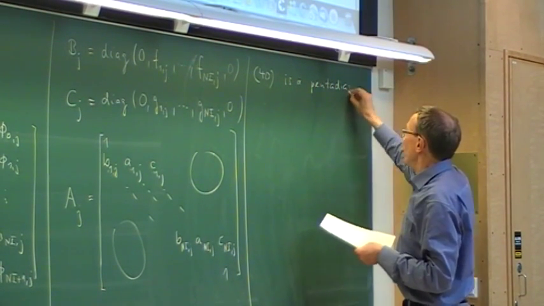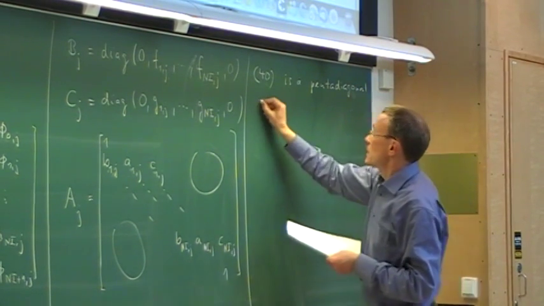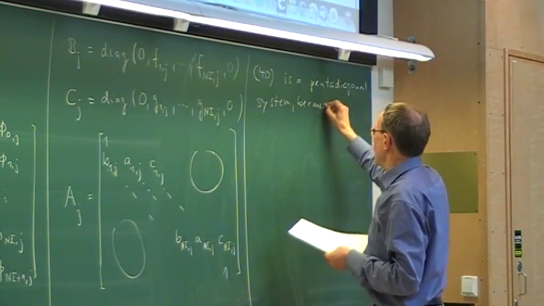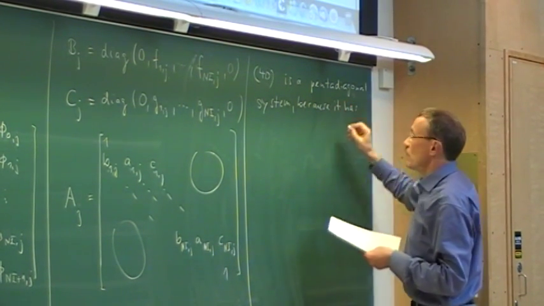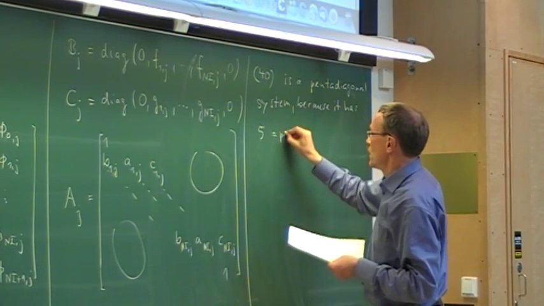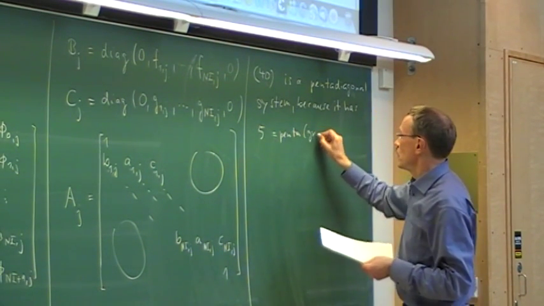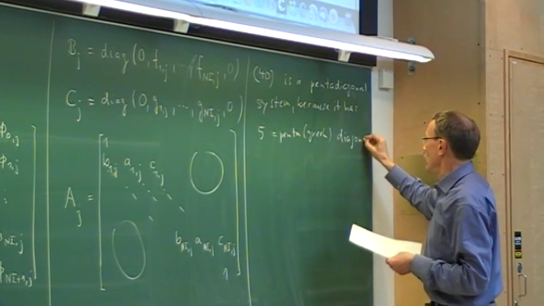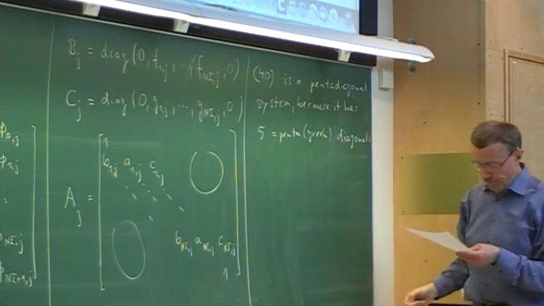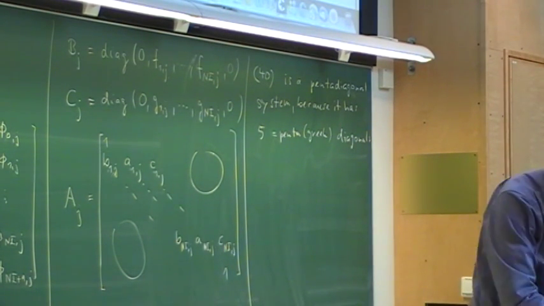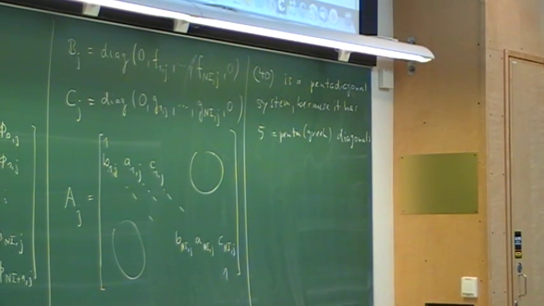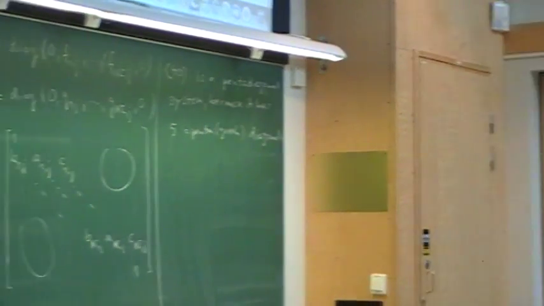Pentadiagonal system, because it has 5, that is penta in Greek, diagonals. Okay, so then we have established that. And then we have completed the discretization of the steady 2D diffusion equation by the finite volume method.